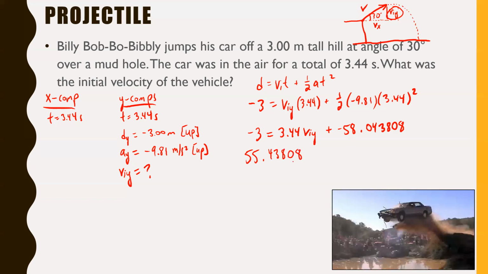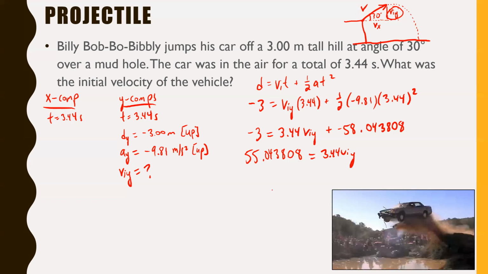That's interesting. Hold on, I'm just double checking. Oh, I missed something here. 04. See, there we go. I knew something was kind of wrong there. 55.043808. Here we go. 3.44 VIY is what that's left over as.